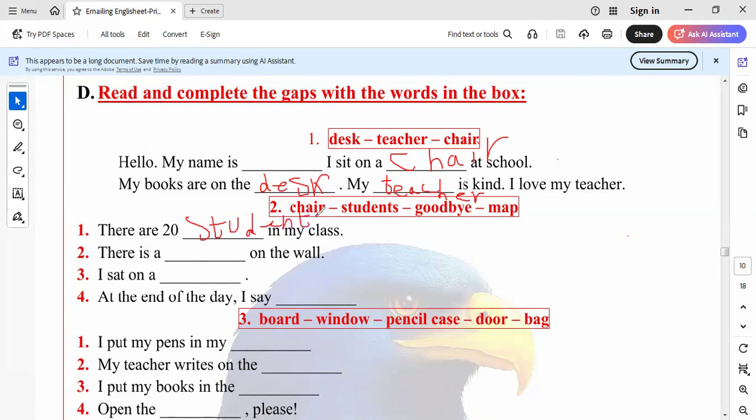Let's go to another one. There is a map on the wall. Here, what's on the wall? It will be here, map. As we know, when we make a multiple choice, I sit on what? On a chair. So here, I sit on a chair. At the end of the day, I say goodbye. It will be the last one.